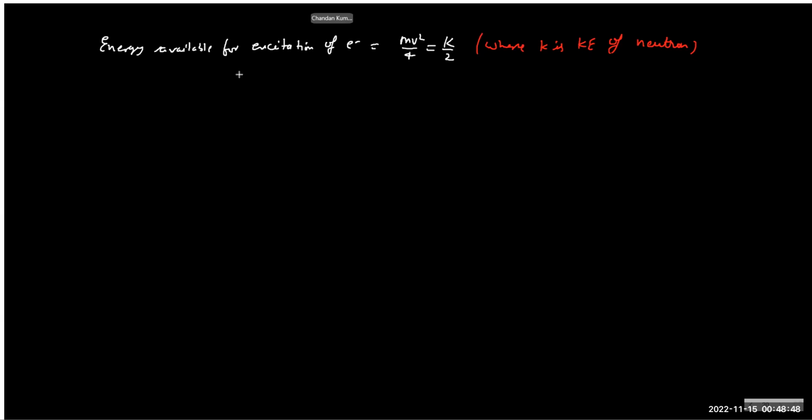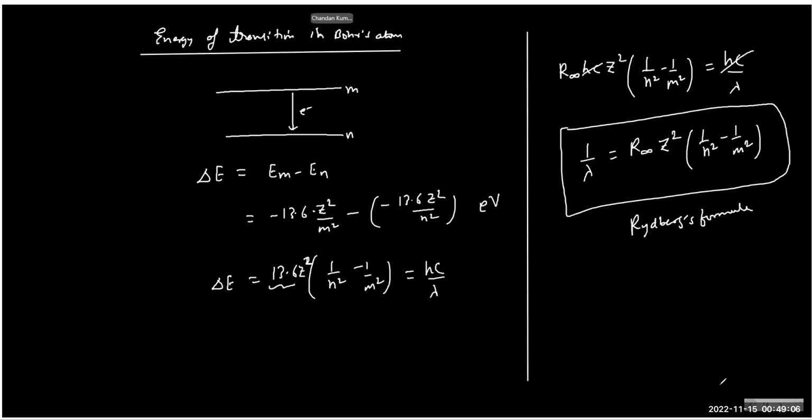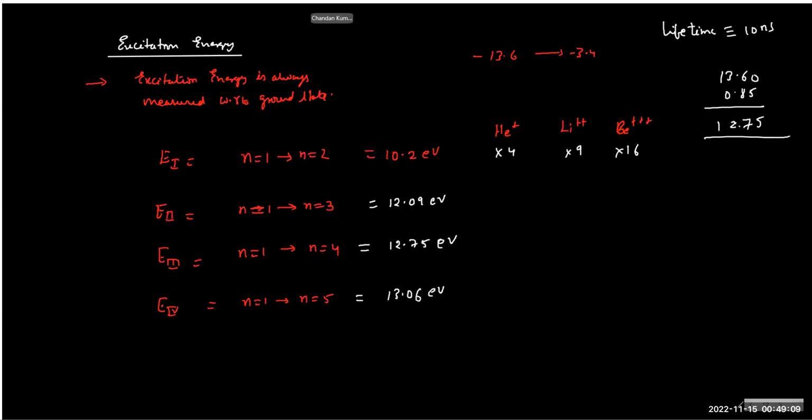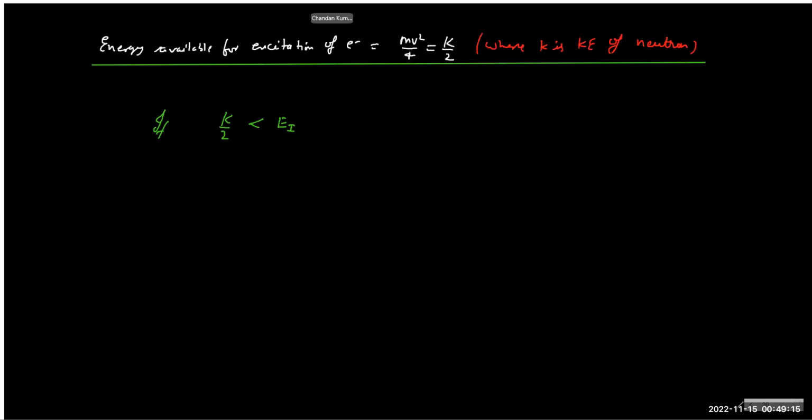Now we have to ask ourselves, if k by 2 is less than E1, what was E1? Do you remember what E1 is? E1 is called the first excitation energy, right? If this is not even sufficient for the first excitation energy, what will happen? Nothing. The electron will never take this energy, because this energy is of no use. So the energy will not be taken.